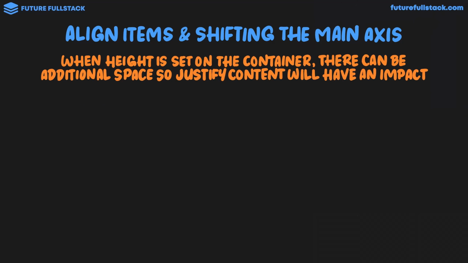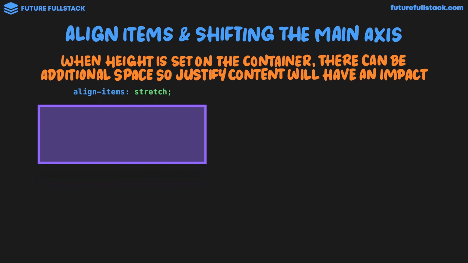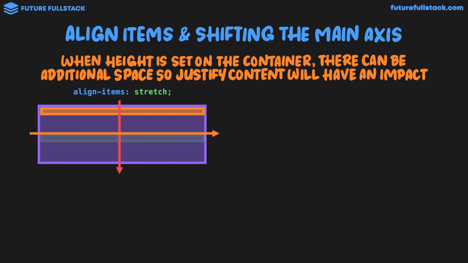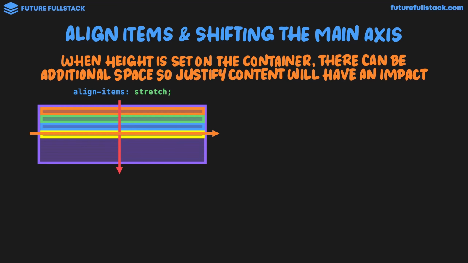Looking at our different cases, align items stretch, we have our flex container, which we have set a height on. We've shifted the main axis, so it's running from top to bottom. Our cross axis is running from left to right, and our flex items will look like this. They're being stretched along the cross axis. But because we've defined a height on our flex container, there now is vertical space, so justify content will have an impact.